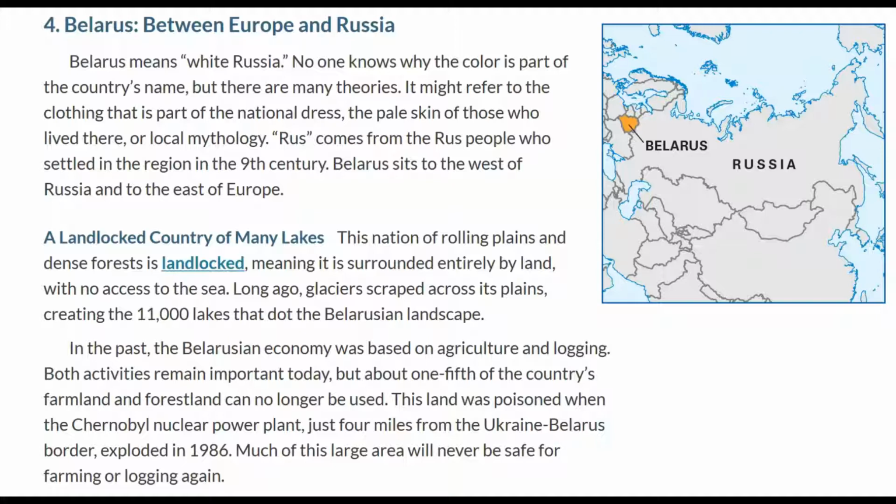In the past, the Belarusian economy was based on agriculture and logging. Both activities remain important today, but about 1/5 of the country's farmland and forest land cannot be used. This land was poisoned when the Chernobyl nuclear power plant, just 4 miles from the Ukraine-Belarus border, exploded in 1986. Much of this large area will never be safe for farming or logging again.